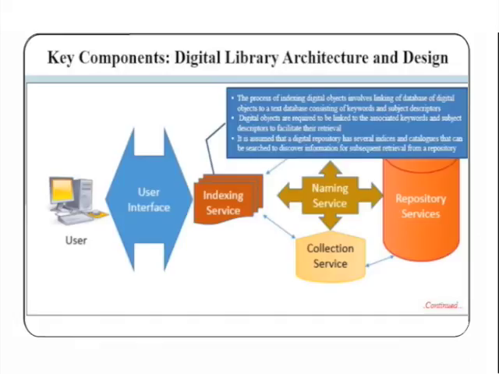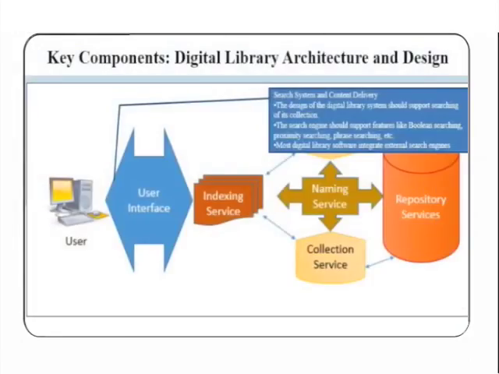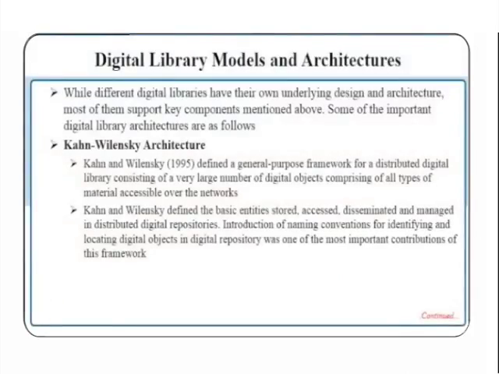It is assumed that a digital repository has several indices and catalogs that can be searched to discover information for subsequent retrieval from a repository. The search system and content delivery also make up a part of the user interface. The design of a digital library system should support searching on its collection. The search engine should support features like Boolean searching, proximity searching, phrase searching, etc. Most digital library software integrates external search engines. Now, while different digital libraries have their own underlying design and architecture, most of them support the components mentioned above.